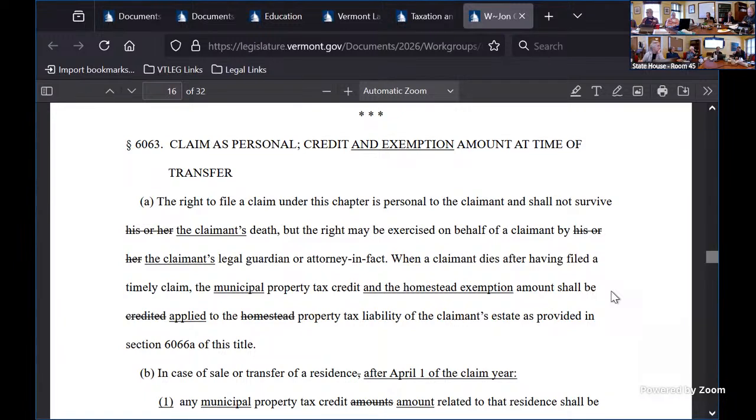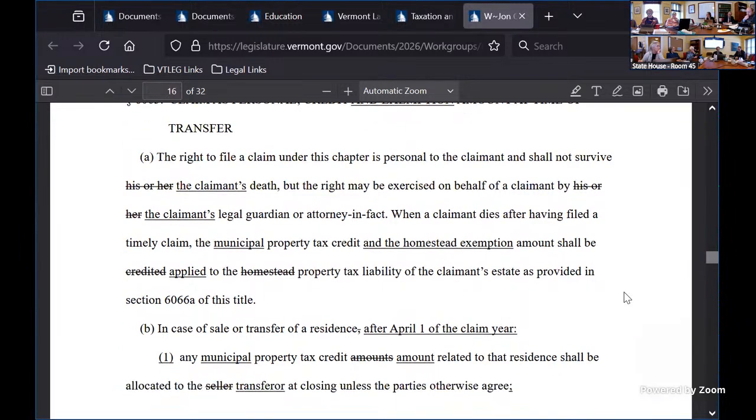So if the claimant dies after having filed a timely claim, that municipal property tax credit and homestead exemption will travel to the estate, stays with it. That's just like current practice. So I would call this a conforming change, but just to make clear why you're getting the language here.